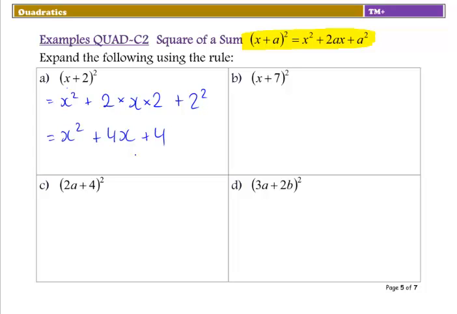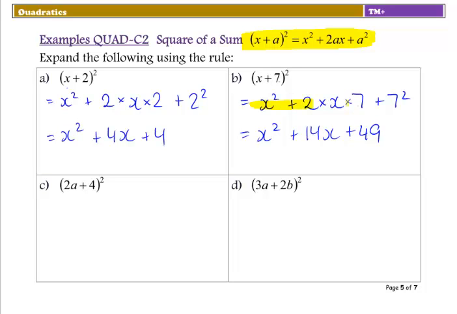Okay, next one, first term squared plus 2 lots of, multiplying each of the terms, then plus the last term squared. So it's x squared, 2 times 7 is plus 14x, plus 7 sevens are 49. You don't need to write out this middle step, you can do that bit in your head.